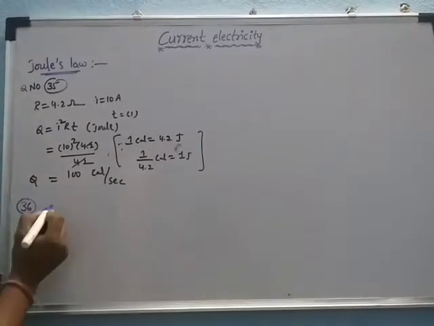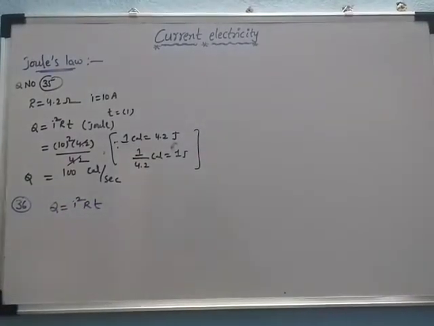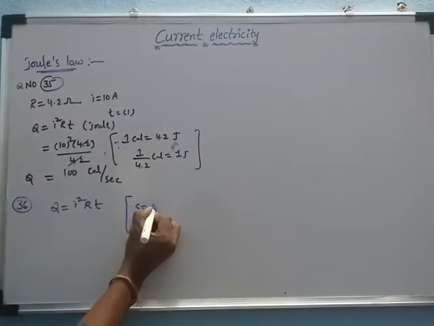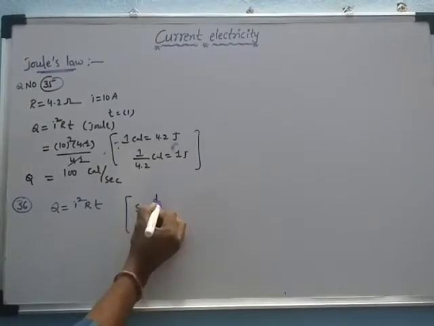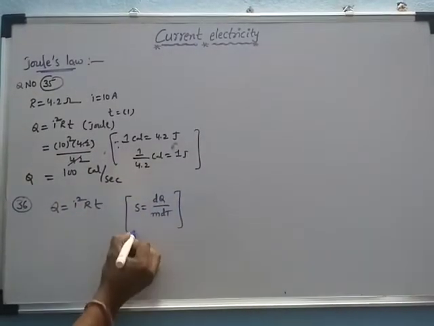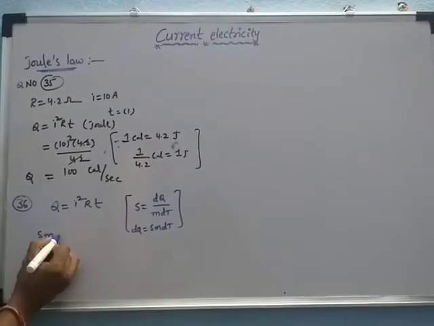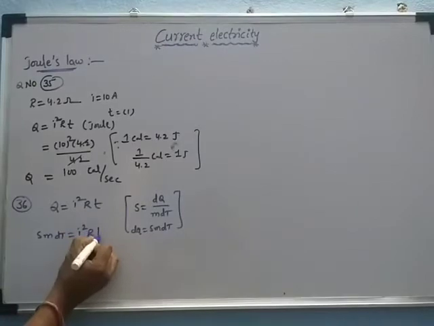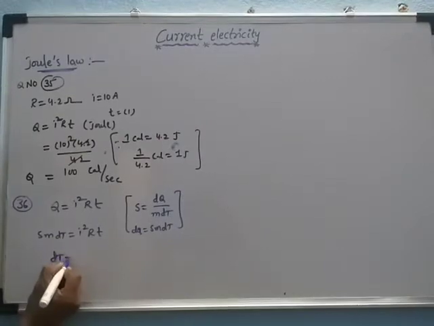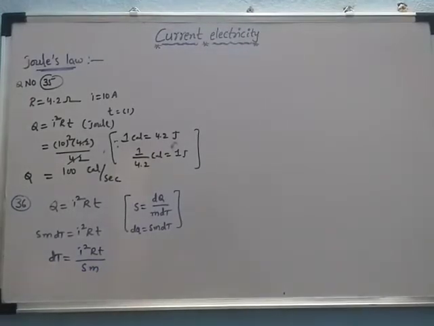Again using the formula, the amount of heat is equal to the square of the current into resistance into time. But here we need the specific heat of water. We know the formula: the specific heat S is equal to the amount of heat dQ by mass into rise of temperature. Then we can write dQ, the amount of heat, is equal to S into M into dT. Substituting, the rise of temperature dT is equal to I square R T by S into M.